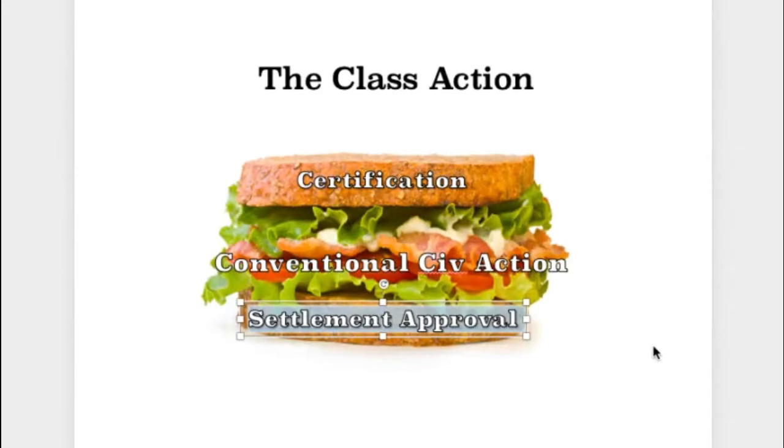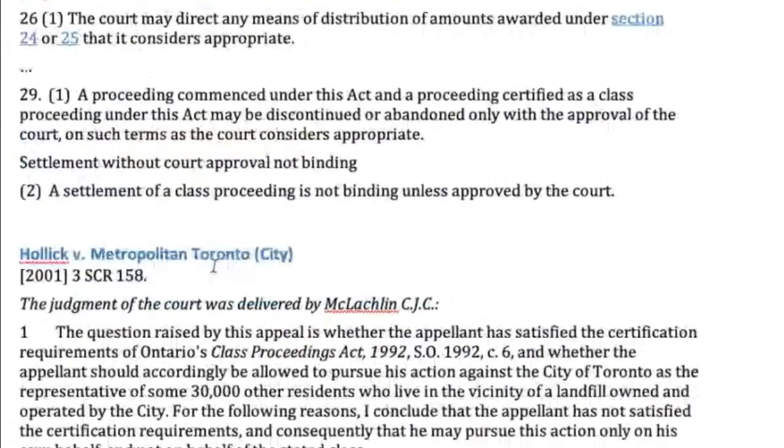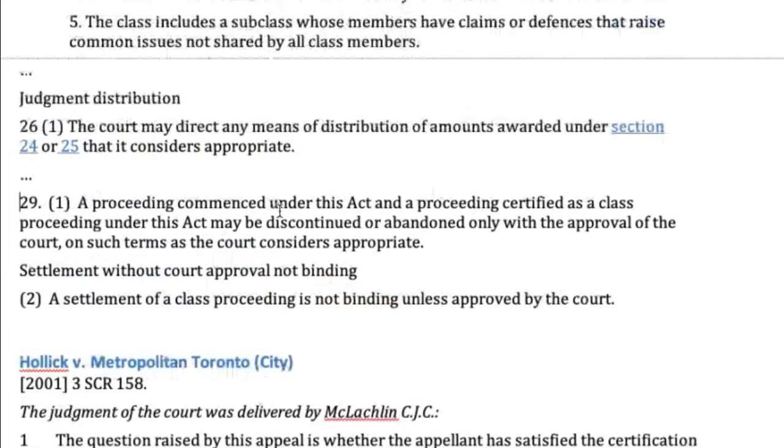But here we have Section 29 of the Class Proceedings Act. It states that a proceeding commenced under this Act and certified as a class proceeding under this Act may be discontinued or abandoned only with the approval of the court. So discontinued or abandoned, right? That means settled. Well, it can mean settled. An action can be discontinued in the sense that the plaintiff just drops it, without getting anything in exchange from the defendant.